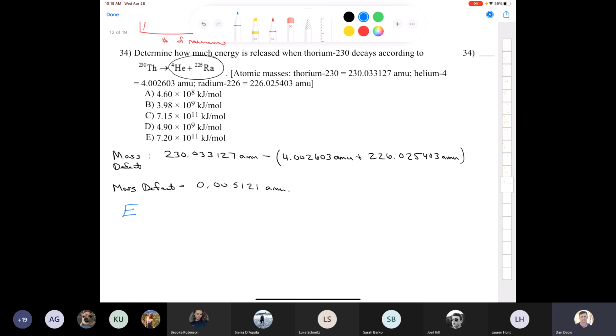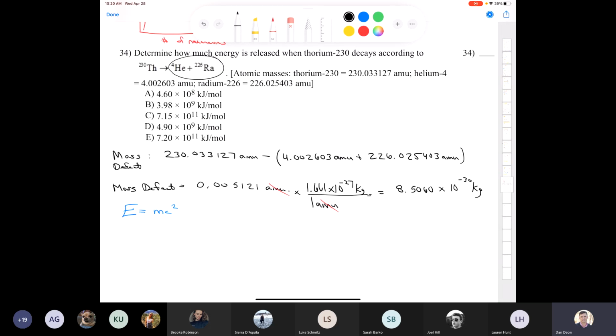E is equal to mc squared. But in order to use this formula, we have to be able to convert the atomic mass units into kilograms. So I'm going to make it even quicker than I did the last time and say that one atomic mass unit is equal to 1.661 times 10 to the negative 27 kilograms. Our atomic mass units cancel, and we end up with a mass that is 8.5060, and I know I'm carrying an extra sig fig here, times 10 to the negative 30 kilograms.